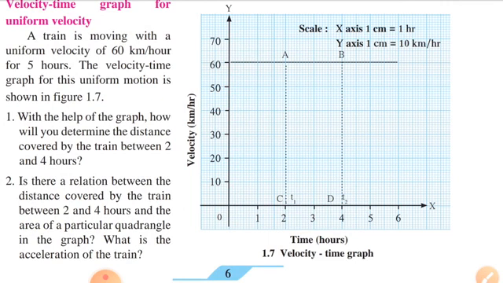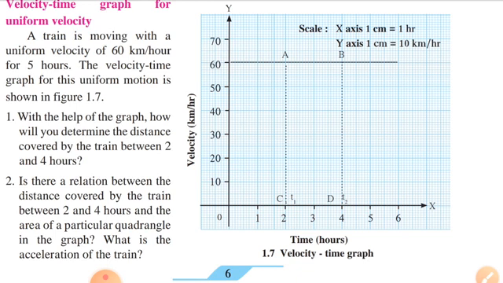So student, we solve our first question. S equal to Vt. S means displacement, V means velocity, T means time. So we know that V is 60 kilometer per hour. We find the distance between 4 to 2 hours. That means 4 minus 2, then you get 2. Train's velocity 60. Then 60 multiplied by 2, then the answer we find is 120 kilometer.